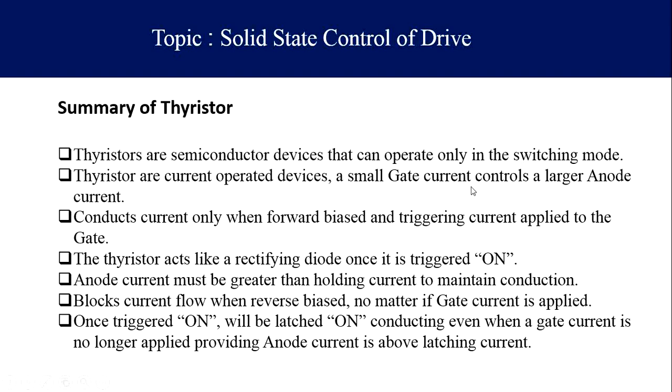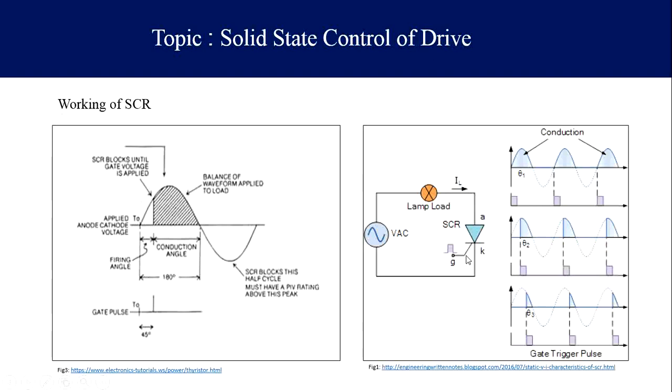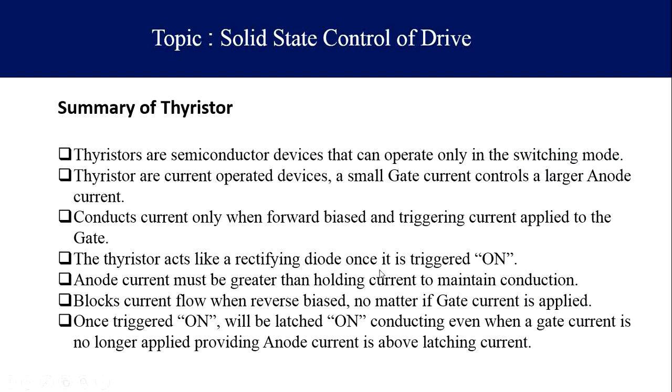A very small gate current is applied, as we have seen here. So, it is very small in magnitude. So, based on this very small gate current, I can make the thyristor come into conduction. It conducts current only when forward biased and a triggering current is applied to the gate. The thyristor acts like a rectifying diode.